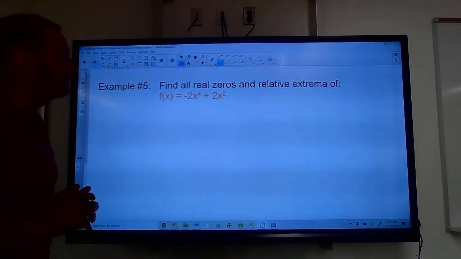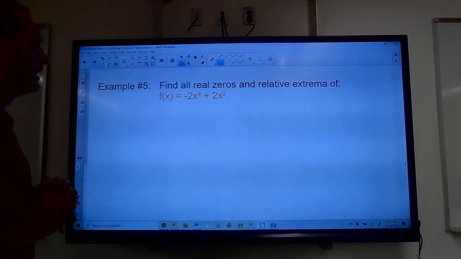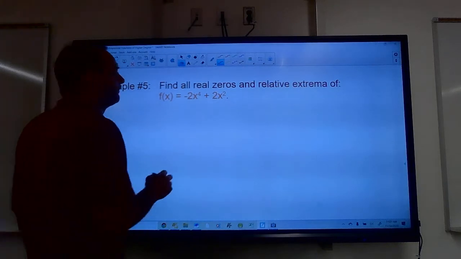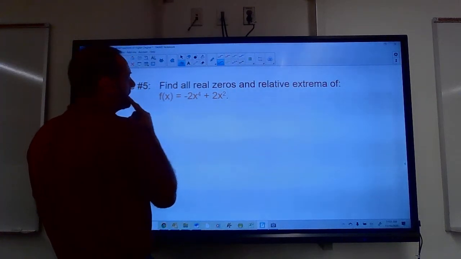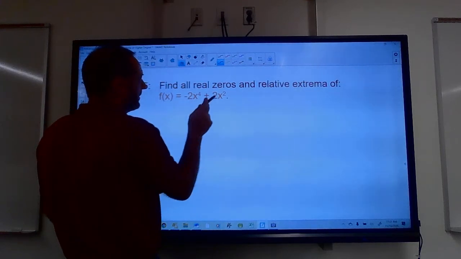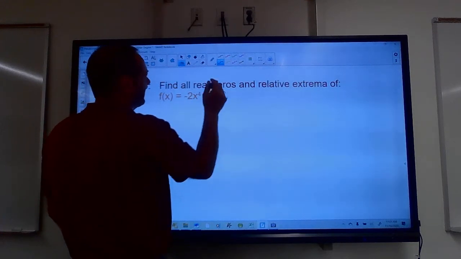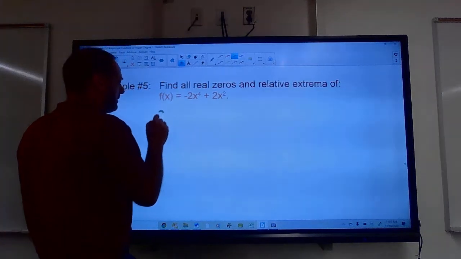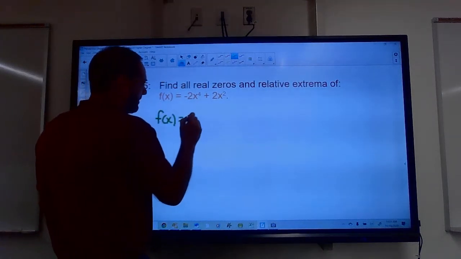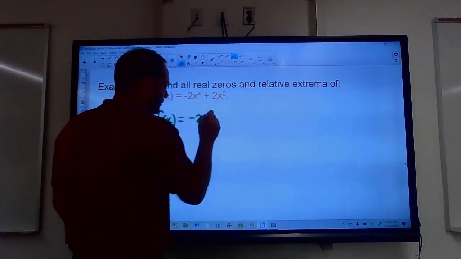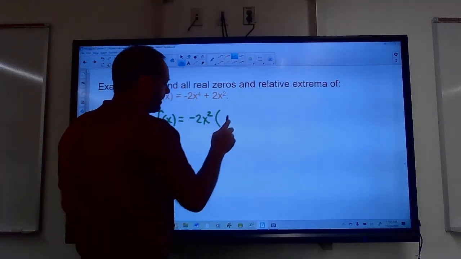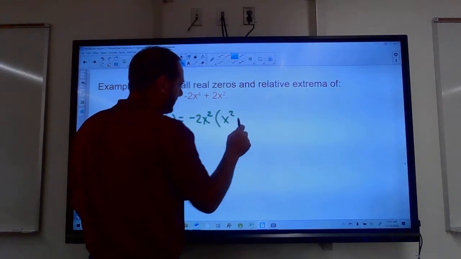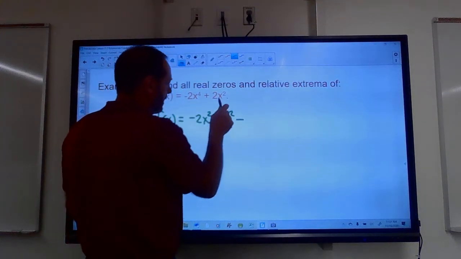Alright, find all the real zeros and relative extrema of f of x equals negative 2x to the fourth plus 2x squared. Both of these terms have a 2 and an x squared, and I'd like to factor out a negative as well. So I'm going to take out a negative 2x squared. That leaves me with x squared minus, because I took out a minus, 1.